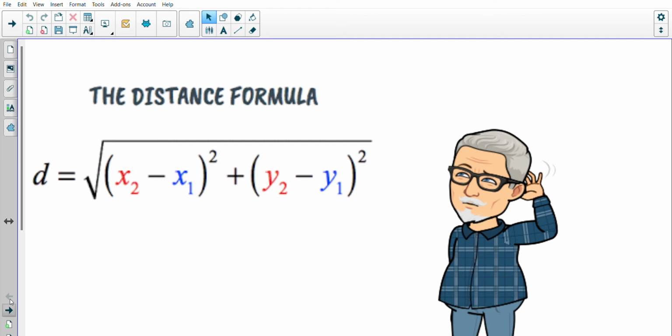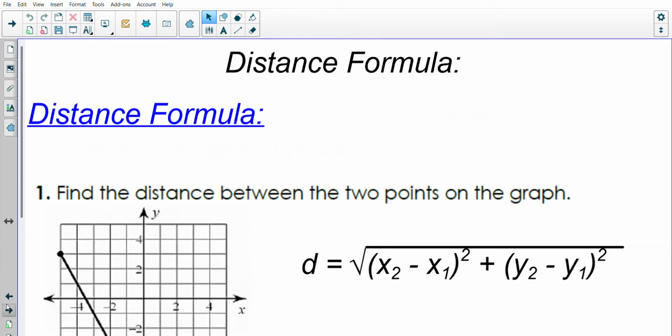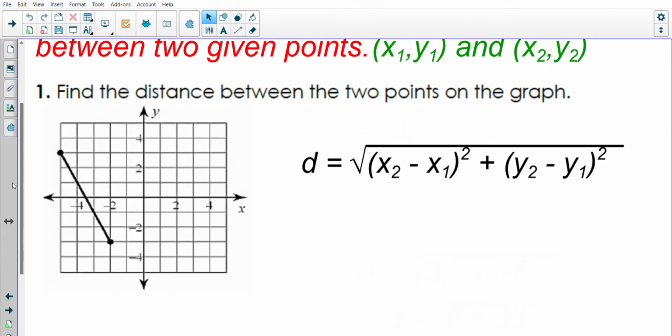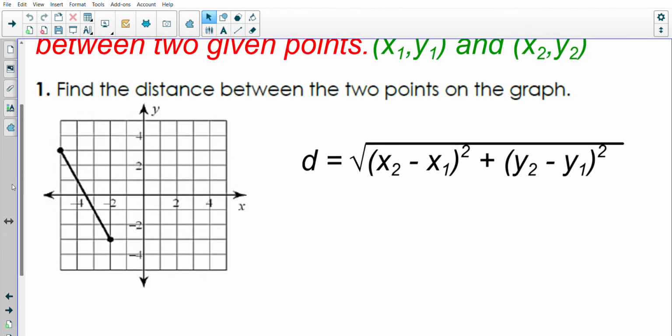Today we're going to take a look at the distance formula. The distance formula is used to find the distance between two given points. Representing those points, we're going to use the ordered pairs x sub 1, y sub 1, and x sub 2, y sub 2. For our first example, let's go ahead and look at a line segment on a coordinate plane.